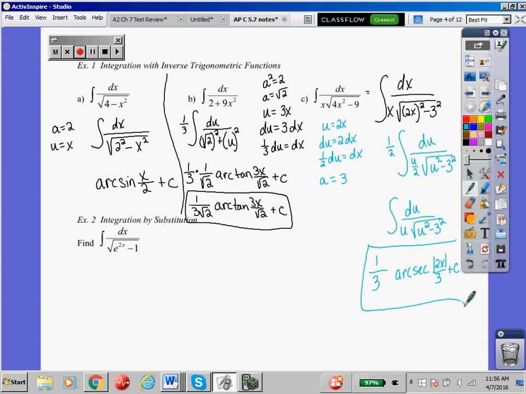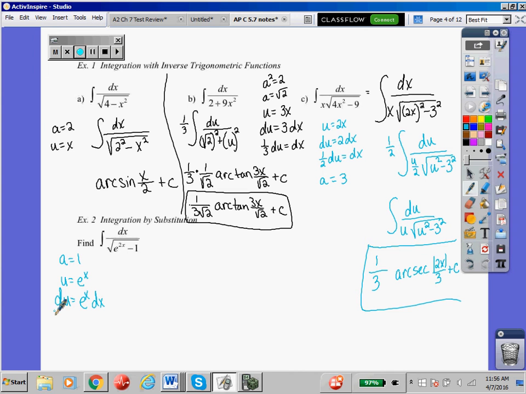All right, let's try example 2. Find the integral of dx over the square root of e to the 2x minus 1. Well, a would be 1, and u is actually e to the x. But if I do du, that's e to the x dx, and I don't have an extra e to the x somewhere.